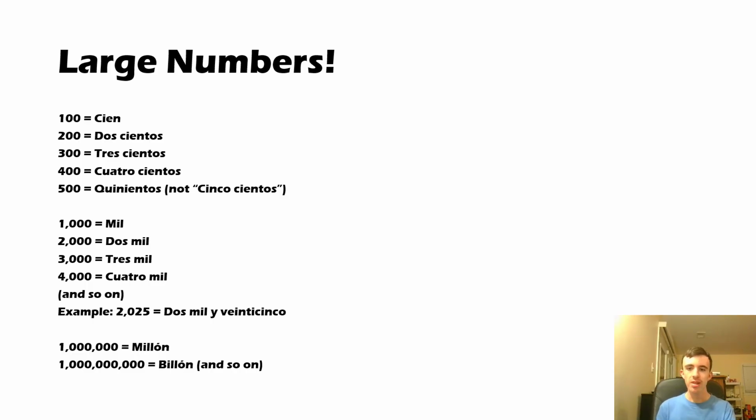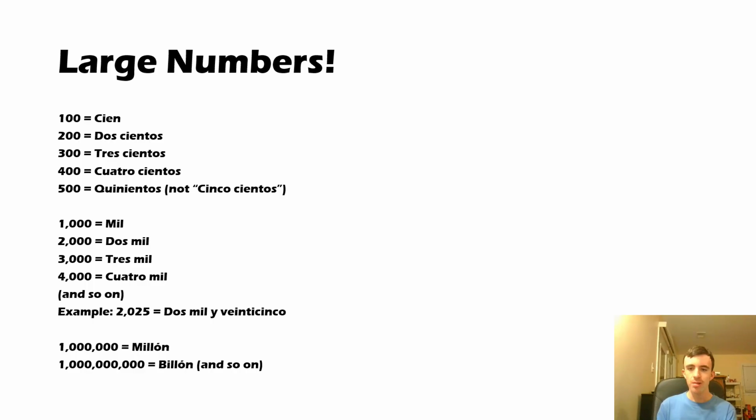Then mil is 1000, because a million in English is 1,000 times 1,000. Then dos mil, and so on, is used for multiples of 1,000. So tres mil is 3,000, 4,000 is cuatro mil. So remember, you only have to pluralize cientos. We're talking about multiples of 100. But when talking about multiples of 1,000, you only have to say mil, not miles.